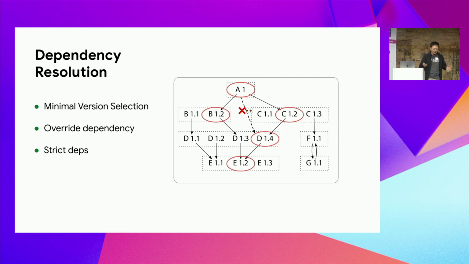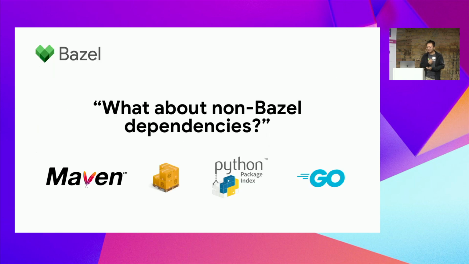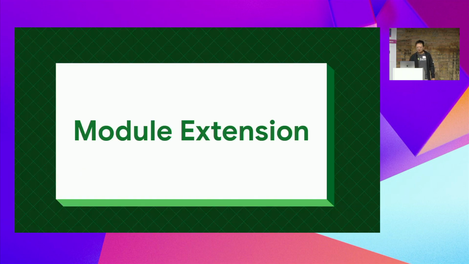So far, with Bazel modules, Bazel Central Registry, and minimal version resolution, we have a pretty simple package manager for Bazel. If all your dependencies are already built with Bazel and already have a module.bazel file, it will probably work pretty well, but that's not the reality. The reality is that for each language-specific ecosystem, there is already a well-established package manager that knows the ecosystem better than Bazel, and we don't want to repeat everything, and it's also impossible to convert everything into a Bazel module, right? So that's why we introduced module extensions.